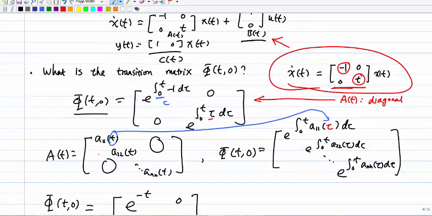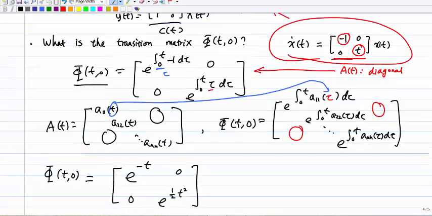So in the general case, if I have the diagonal matrix A(t), which is a11(t), a22(t), and so on, its transition matrix is given by e to the integral from 0 to t of a11(τ) dτ, and e to the integral from 0 to t of a22(τ) dτ, and so on and so forth. All the other entries are 0.